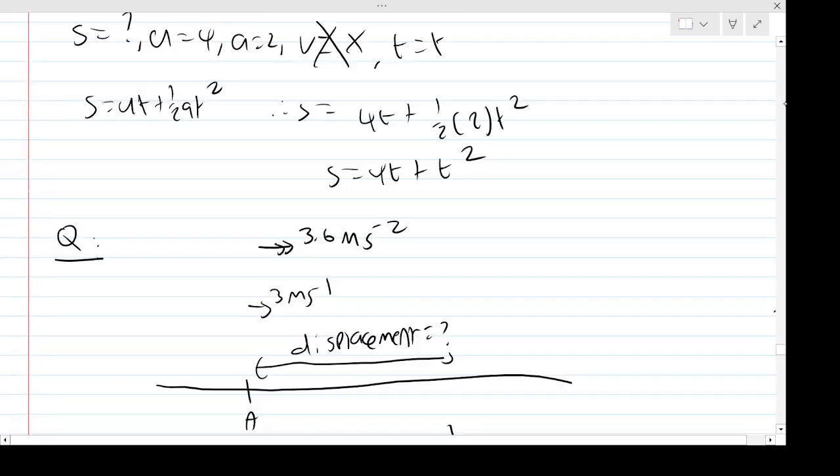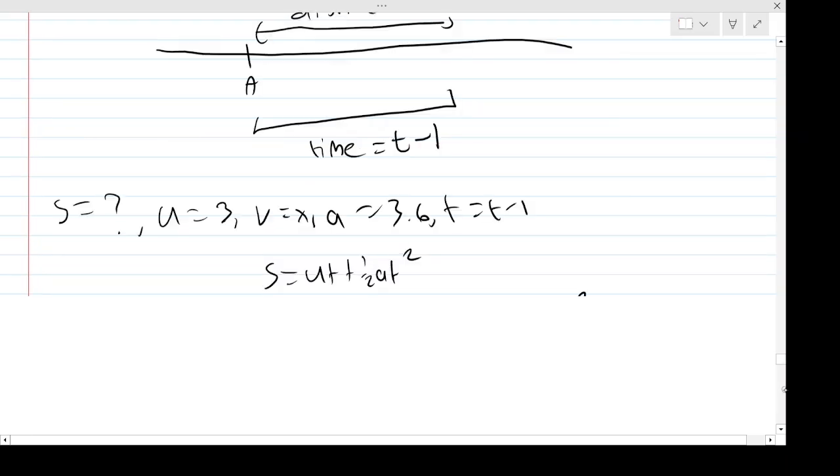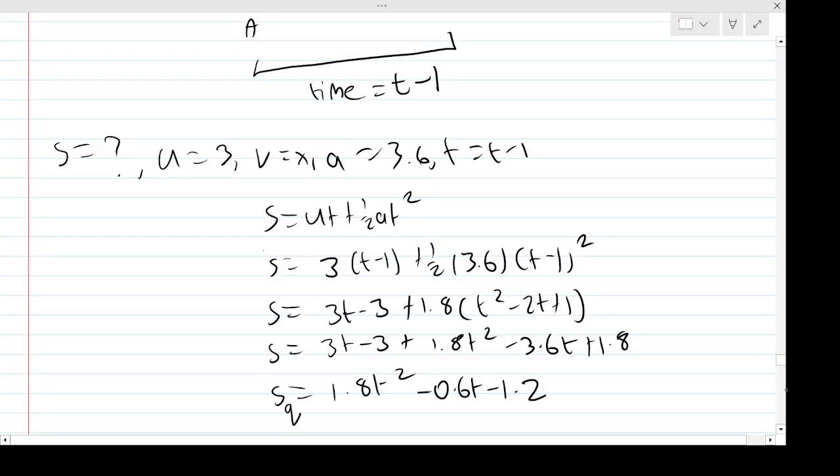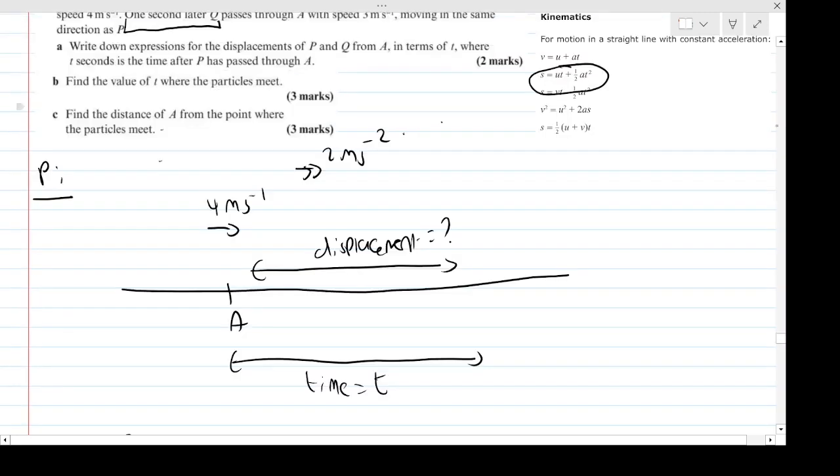Okay, so there we are, right? I guess technically what I should do as well is that the displacement of P is going to be different to Q because they're on different journeys, right? So I'm going to say S of little p to represent displacement of P, and the same for Q. So SQ. Okay, hopefully you're with me there. Right, so those are those two displacements. For only 2 marks, pretty mean.